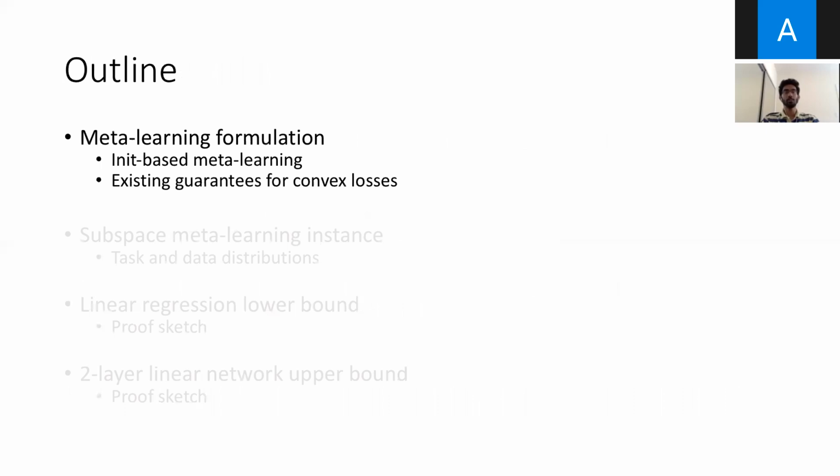Okay, so now I'll first give a formulation for meta-learning, describe what I mean by initialization-based meta-learning methods, and instantiate that framework in the case of existing guarantees for convex losses.